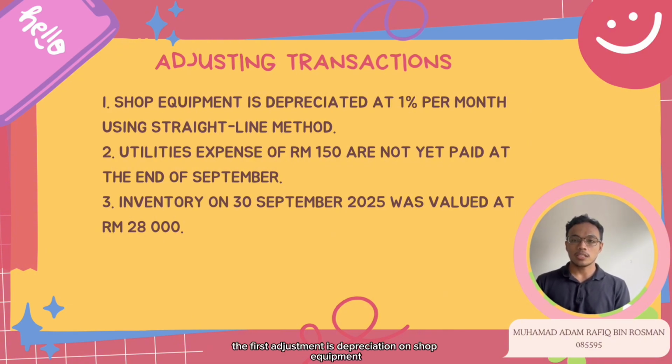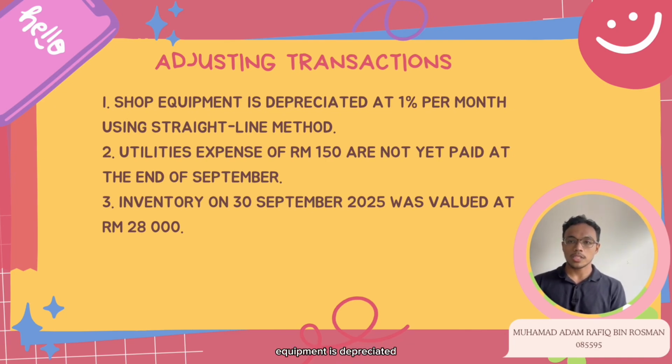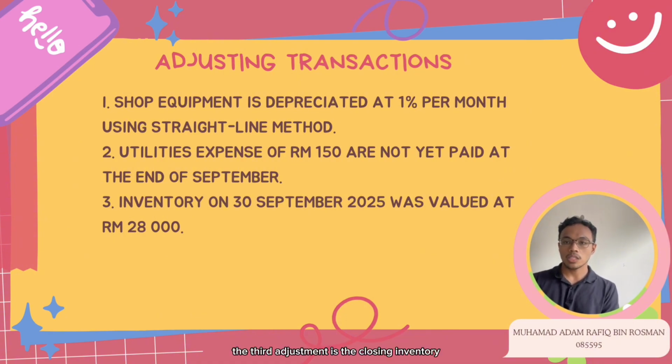The first adjustment is depreciation on shop equipment. The equipment is depreciated at 1% per month using the straight line method. Therefore, a depreciation expense of 100 ringgit is recorded for September. The second adjustment is for utilities expense. An amount of 150 has not yet been paid at the end of the month. This is recorded as an accrued expense to ensure the expense is recognized in the correct accounting period. The third adjustment is the closing inventory. On 30 September 2025, the inventory was valued at 28,000.